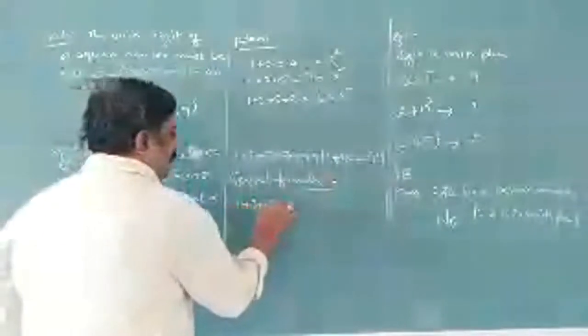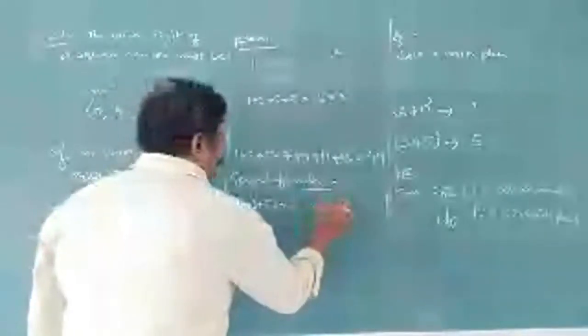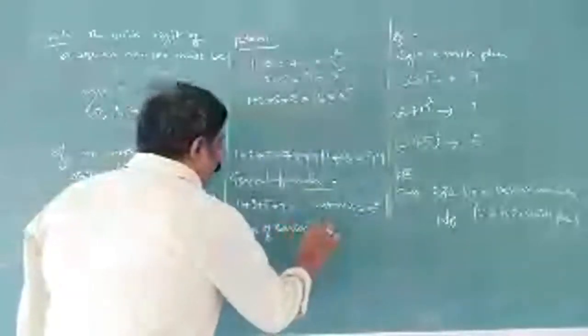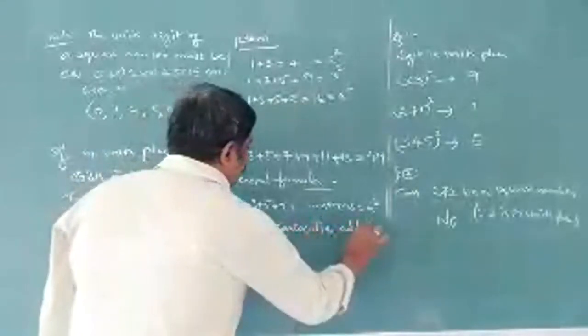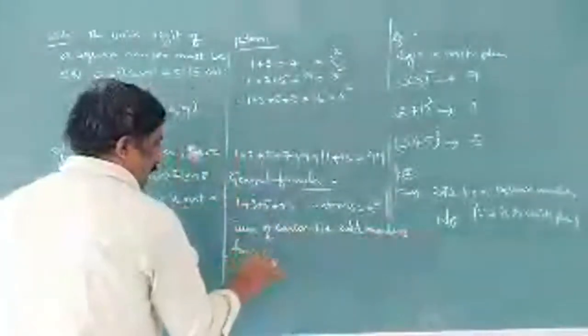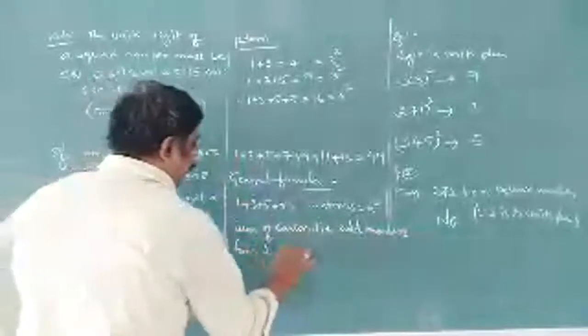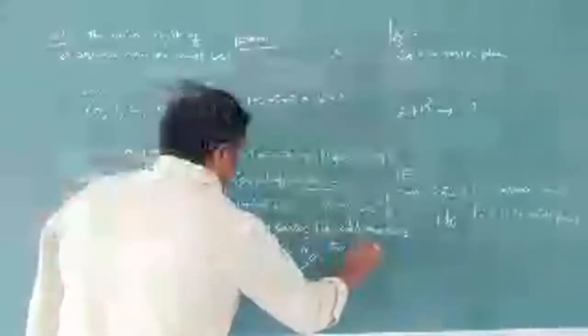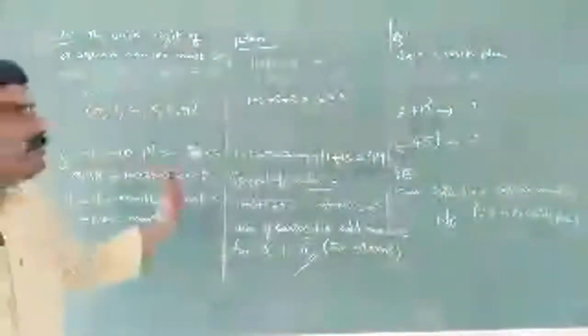One plus 3 plus 5 plus 7 plus so on, n terms, nothing but simply write down n square. So the sum of consecutive odd numbers from the initial number 1 is n square for n terms. So like this, by using square numbers, we can find the general formula for the sum of odd numbers.